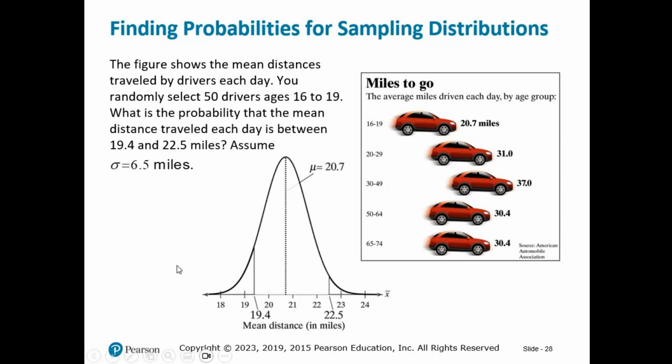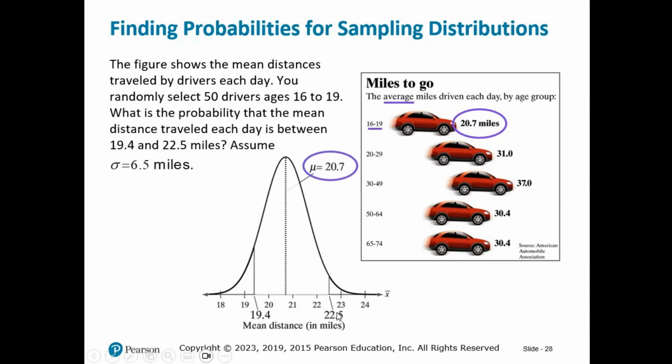Well, the central limit theorem tells us that because our sample size is greater than or equal to 30, which it is, it's 50, the sampling distribution of sample means is going to be approximately normal with a mean mu sub x bar equal to the population mean. Well, our population mean is given to us in the picture for the age range 16 to 19 as 20.7 miles. So the sample mean is 20.7.